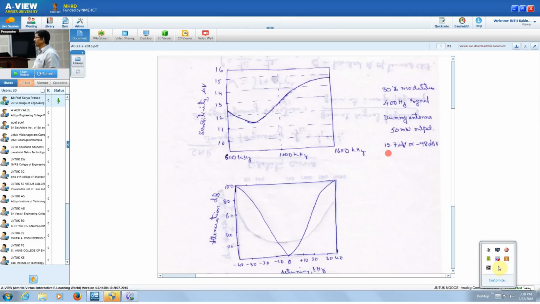These three are 12.7 microvolt. And this is 12.7.